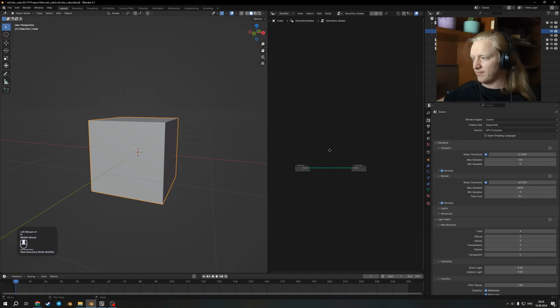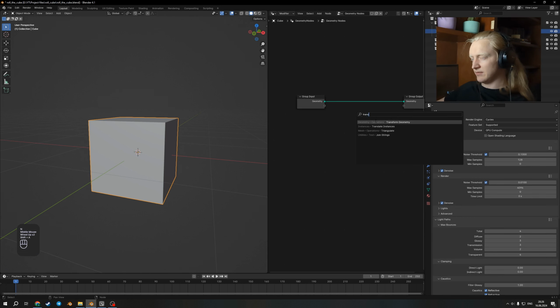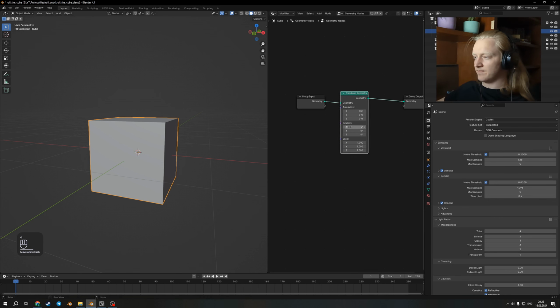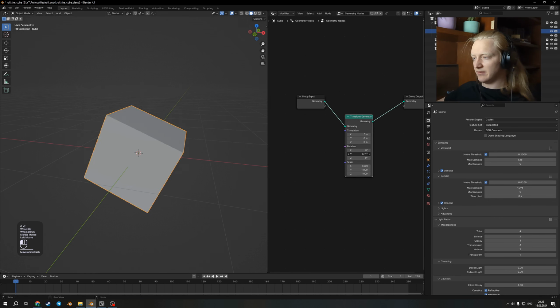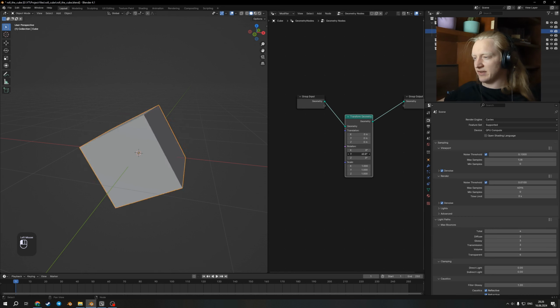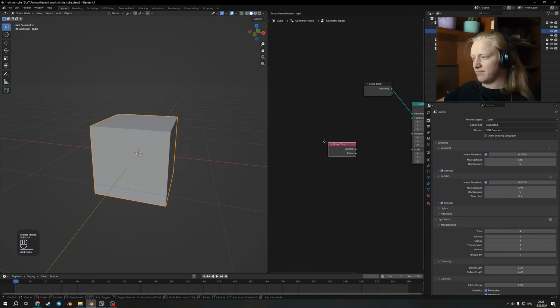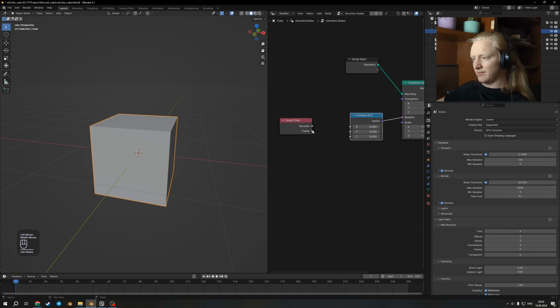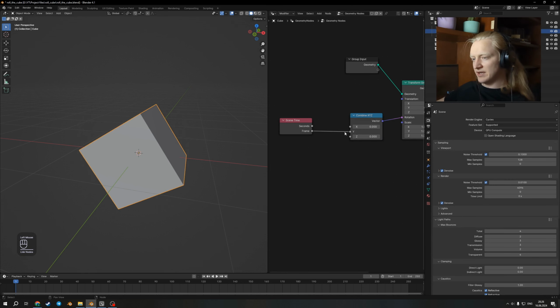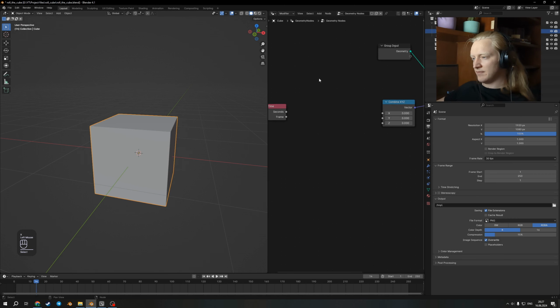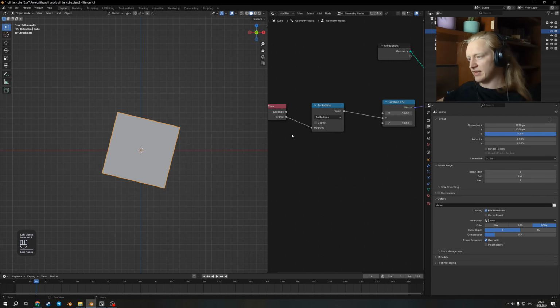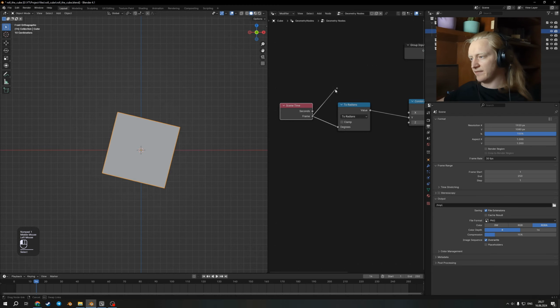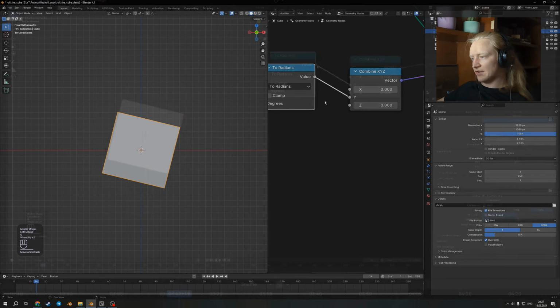Let's add a geometry node setup and a transform geometry node. Here we need to animate the rotation on the y-axis. For that, let's add scene time and a combine XYZ node. Plug the frame into the y-axis. It's a bit too fast. Let's add a to radians node. So what this does is transform whatever value we had into radians.